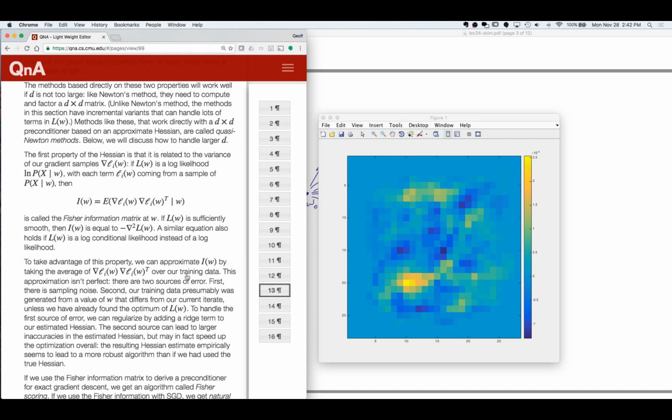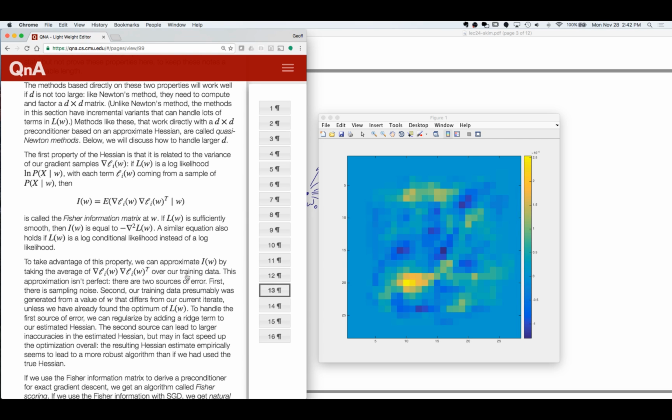And this is not a perfect approximation for two reasons. The minor problem is that there's sampling noise. The more major seeming problem is that our training data was presumably not sampled from the current W, because if the current W were the true W, we wouldn't have to optimize, right?